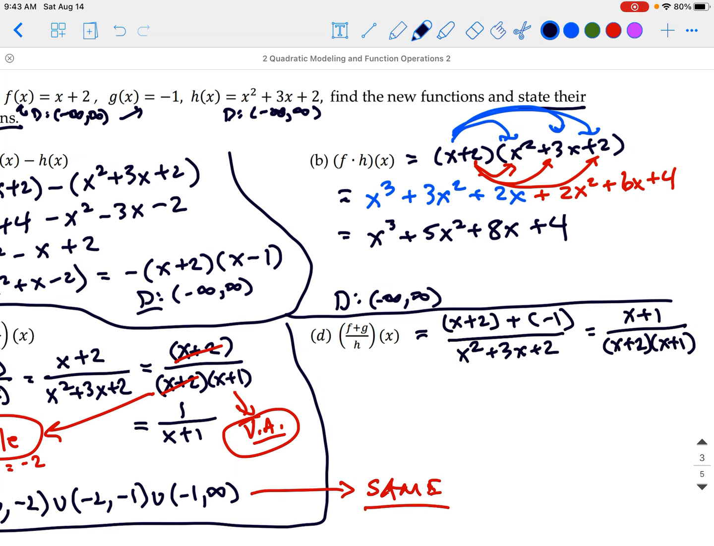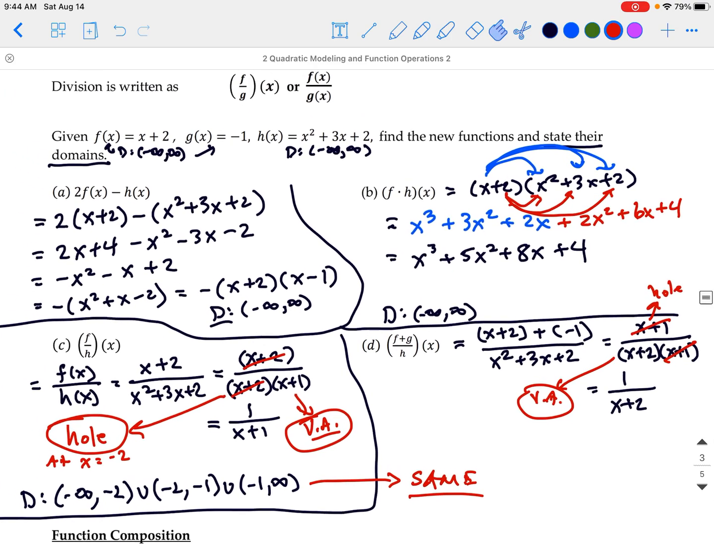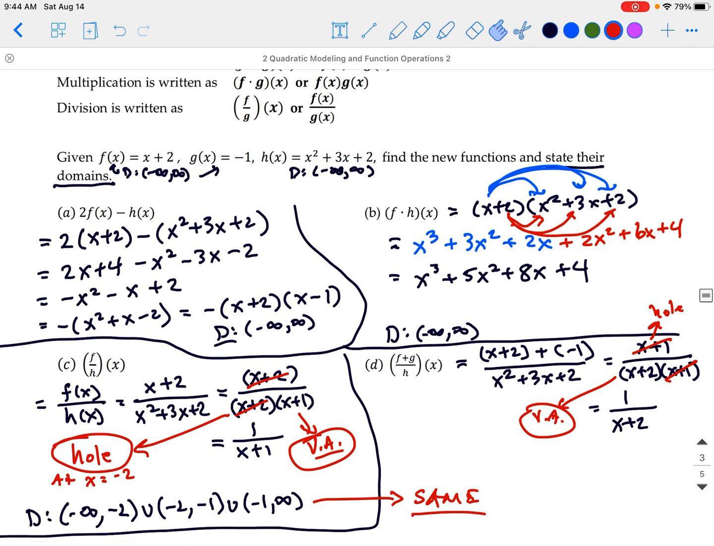So it's the same domain here, but we get a different outcome because x plus 1 cancels, so we end up with the function 1 over x plus 2. And we'll note that there's going to be a hole at negative 1 and a vertical asymptote now at negative 2. So these are going to be different graphs, even though we get kind of a similar breakdown of how they simplify. So these are just a couple of examples here to start on adding, subtracting, multiplying, and dividing different functions together. And again, we're going to want to keep track of the domains of those functions.